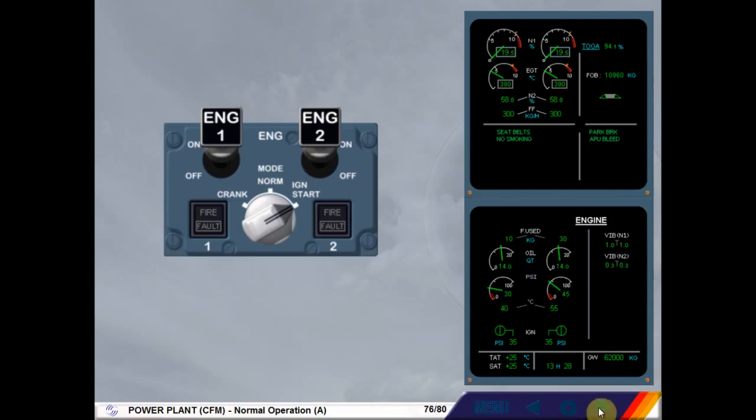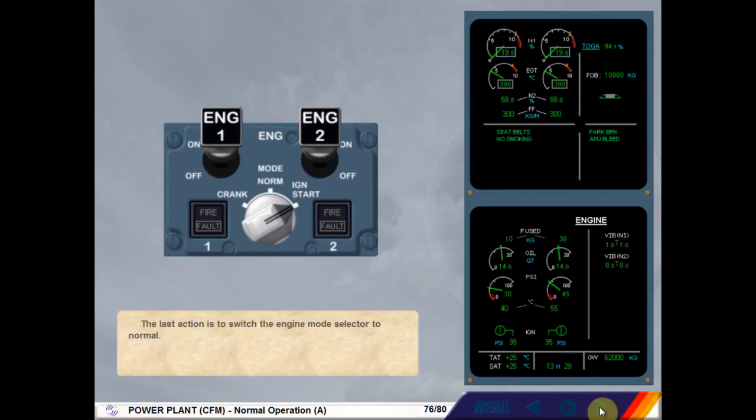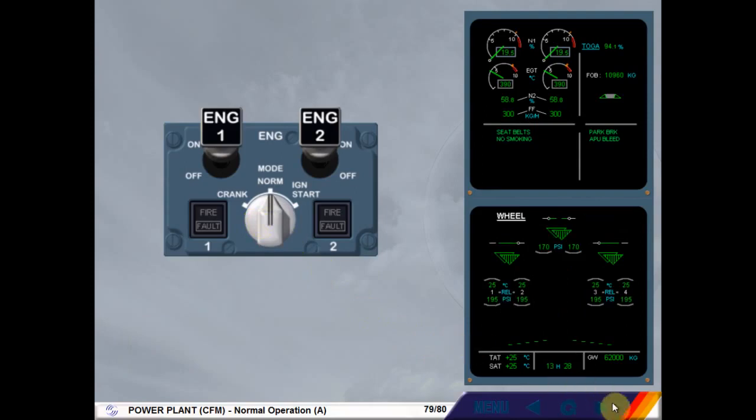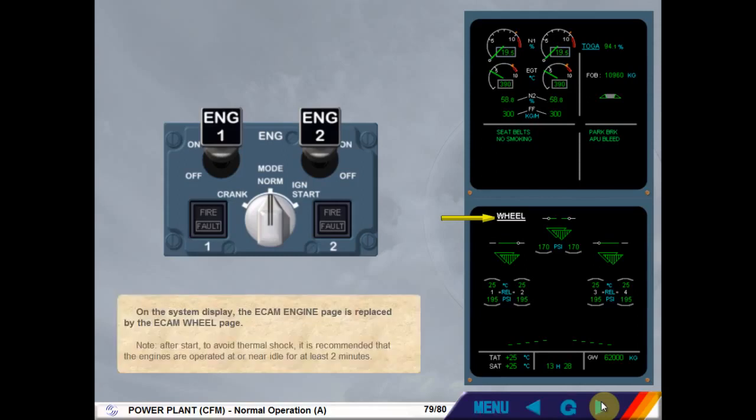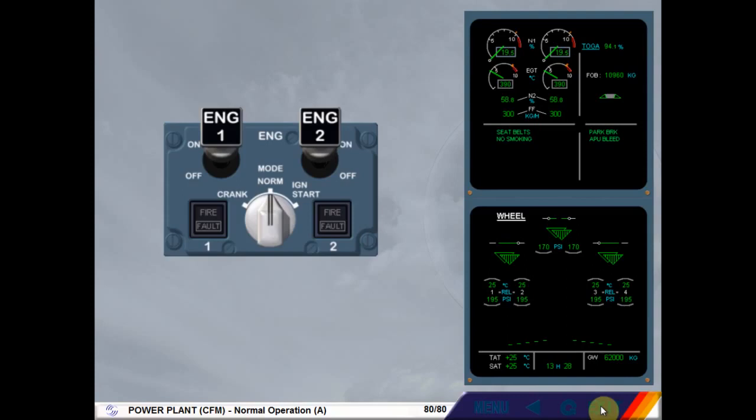The last action is to switch the engine mode selector to normal. Switch the engine mode selector to normal. On the system display, the ECAM engine page is replaced by the ECAM wheel page. Note, after start, to avoid thermal shock, it is recommended that the engines are operated at or near idle for at least 2 minutes. This ends the engine automatic start sequence.